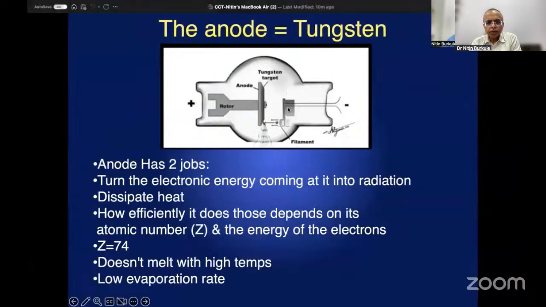The anode, this rotating anode, which actually creates these X-rays by absorbing the electron energy, has two jobs. First of all, it converts the electrons into X-radiation, plus it has to dissipate the heat fast, and it should not melt at high temperature, it should not evaporate. So it is made of a high atomic number material like 74. So most of the time it is tungsten.